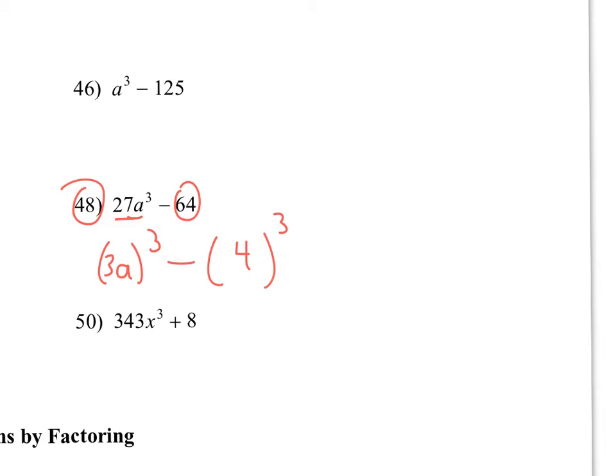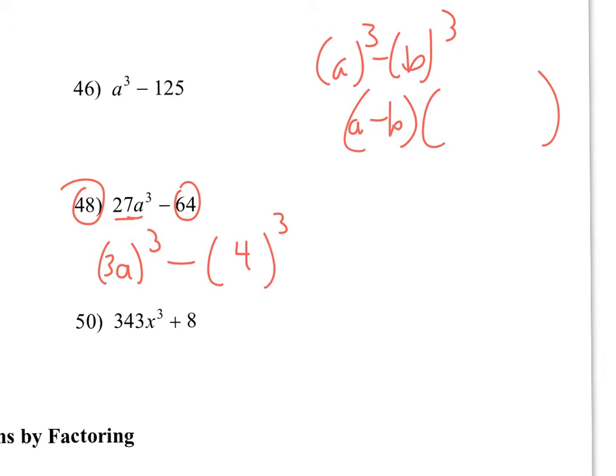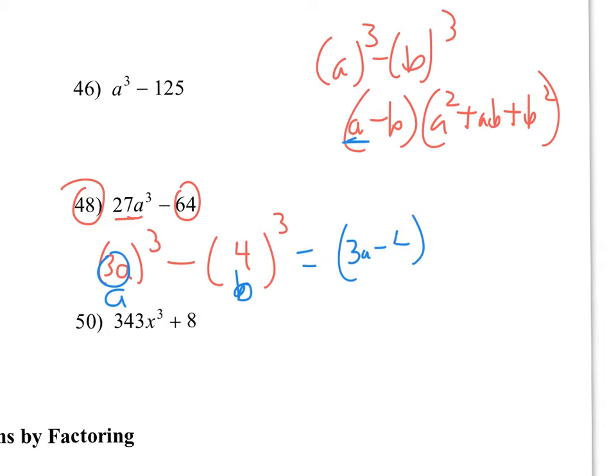Okay, now our pattern, this is a difference of two cubes, so our pattern was if I had a cubed minus b cubed, it was a binomial times a trinomial. It's a minus b, and then the trinomial is a squared plus ab plus b squared. So if we follow that here, this one's kind of unique because I have this as a and this as b. So my a is actually 3a. That's what 3a is right here, minus b, which is 4.